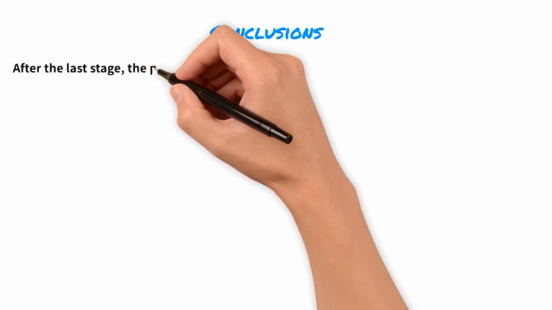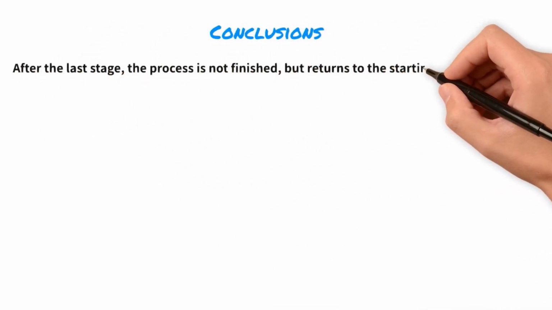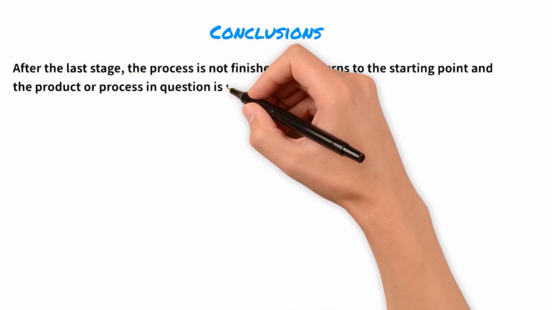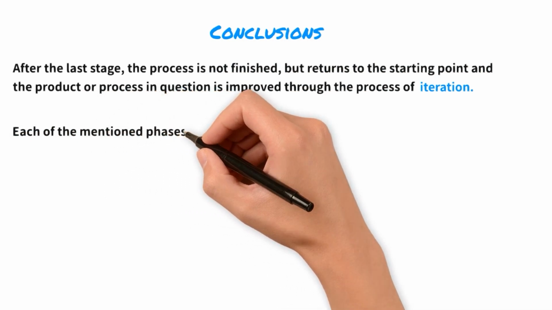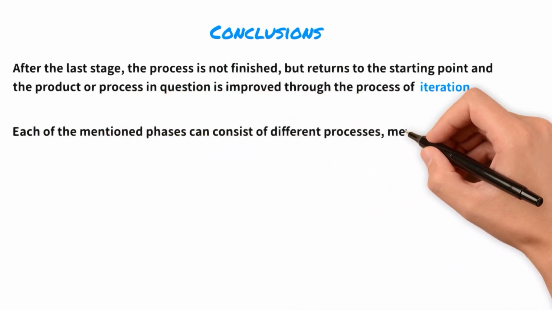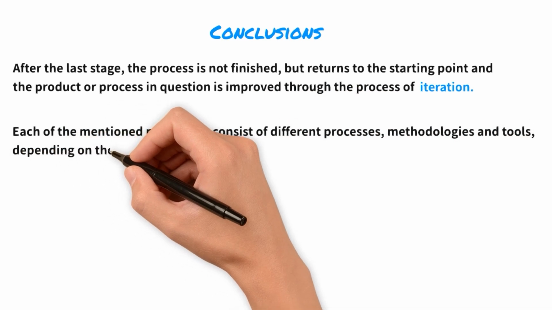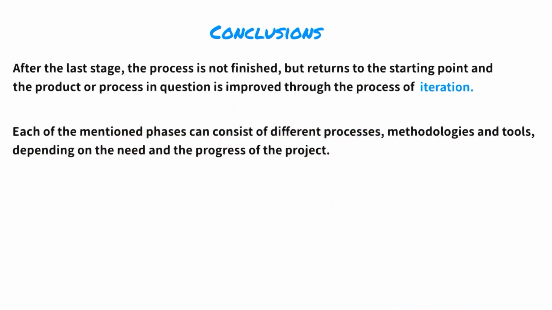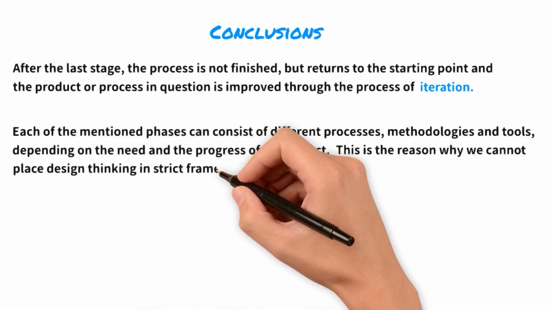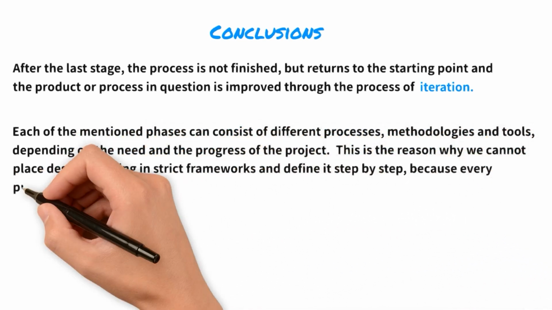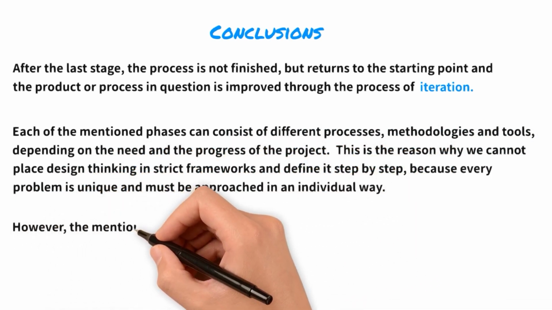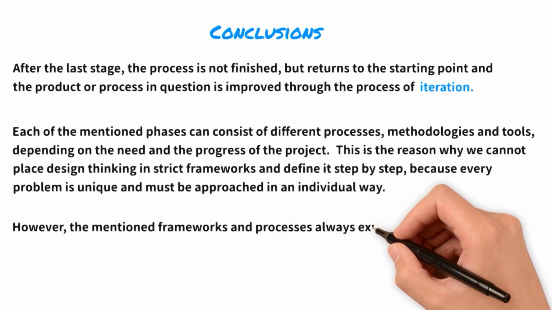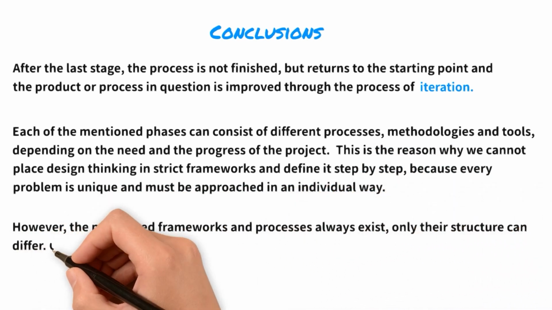Last stage, the process is not finished, but returns to the starting point, and the product or process in question is improved through the process of iteration. Each of the mentioned phases can consist of different processes, methodologies, and tools, depending on the need and the progress of the project. This is the reason why we cannot place design thinking in strict frameworks and define it step by step, because every problem is unique and must be approached in an individual way. However, the mentioned frameworks and processes always exist, only their structure can differ.